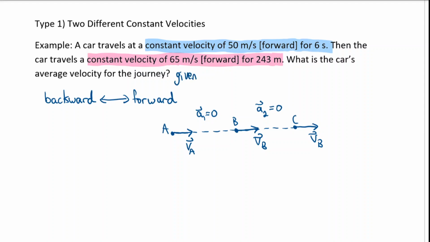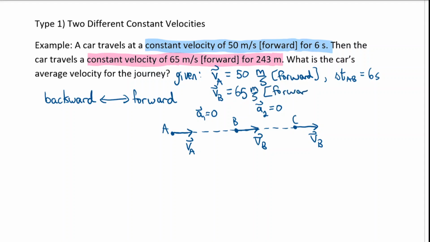Let's write our givens and use the same variables we used in our example here. So we've got VA is 50 meters per second forward, and that happens for, we'll call this time from A to B, our 6 seconds. Then we also include our second velocity here, 65 meters per second, and that's forward as well. And my time from B to C, we don't know, but we do know the 243 meters as our distance we traveled.